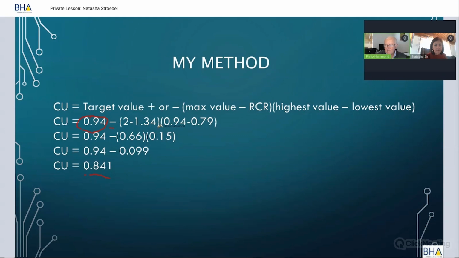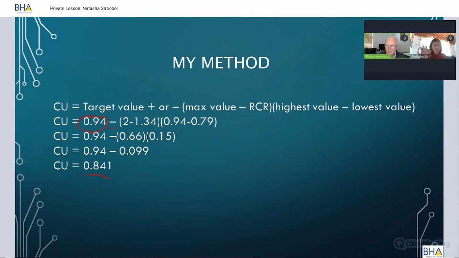1.64. Then it would be closer to the 2. So the value that we'd put in here is 0.79. The lower value, which is equal to 2, plus, and then these things would be the same. This would be 2 minus 0.64.